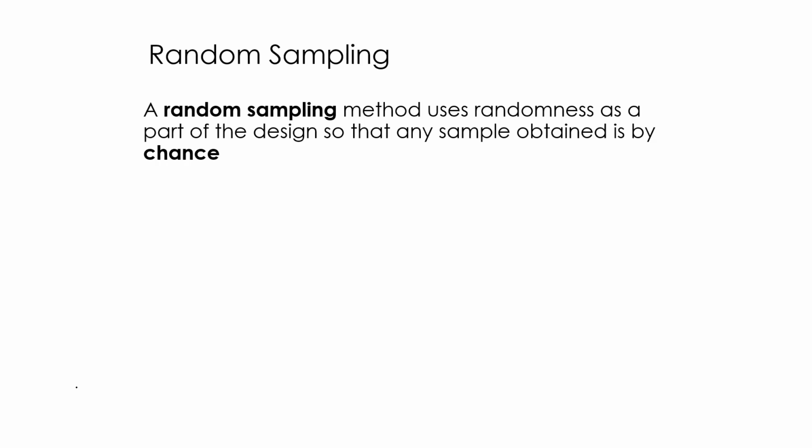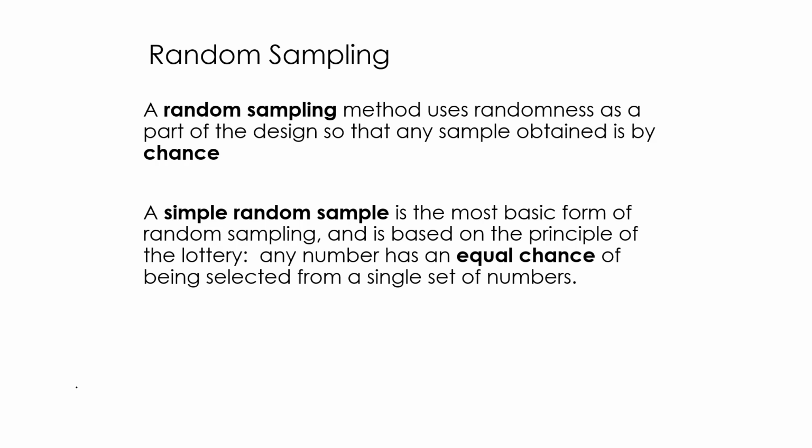A random sampling method uses randomness as a part of the design, so that any sample obtained is by chance. Here in this picture we have a low-income group, a middle-income group, and a high-income group.